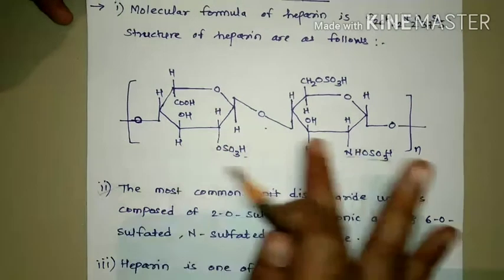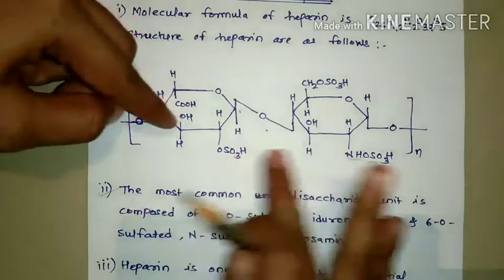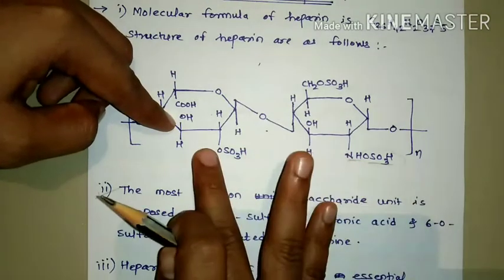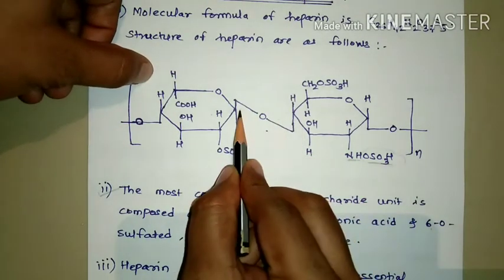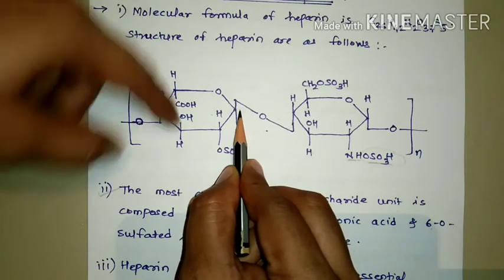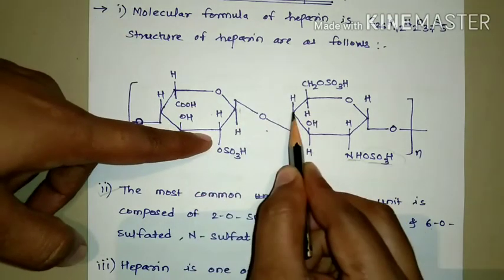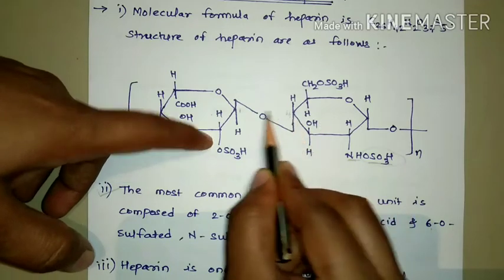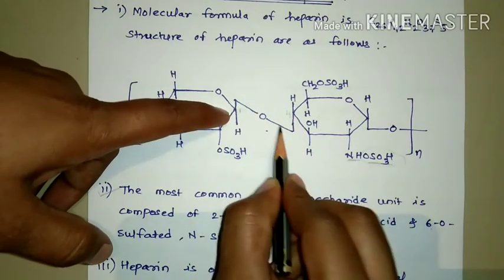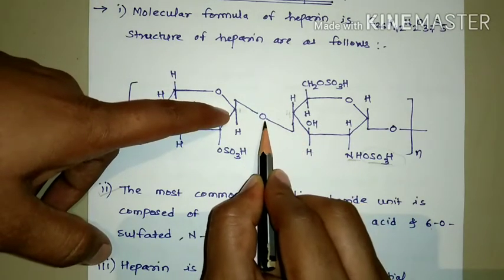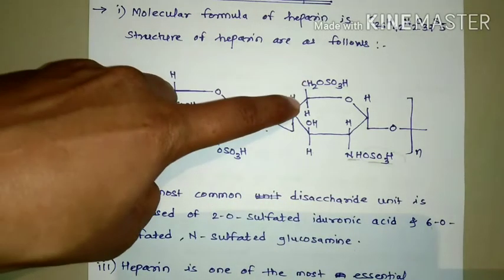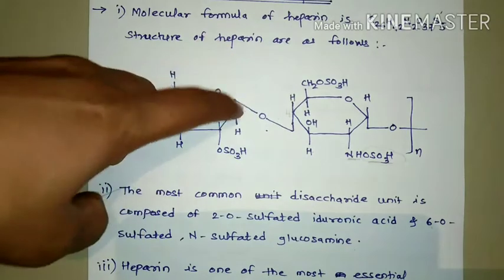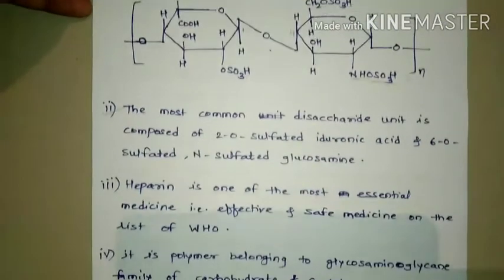So this is completely a disaccharide because two units are attached to each other by a glycosidic linkage. Position 1 of the first unit and the fourth position of the second unit are joined together, and it is called a glycosidic linkage between carbon number 4 and carbon number 1.